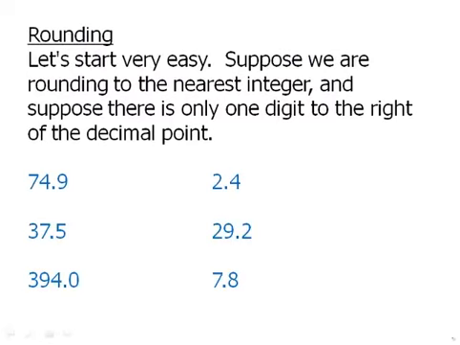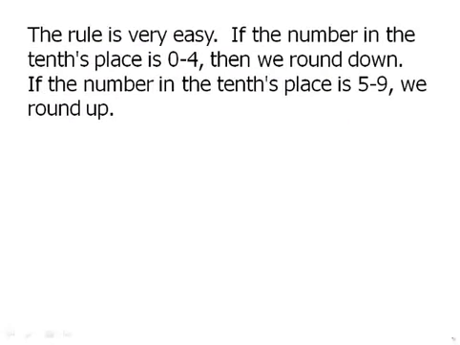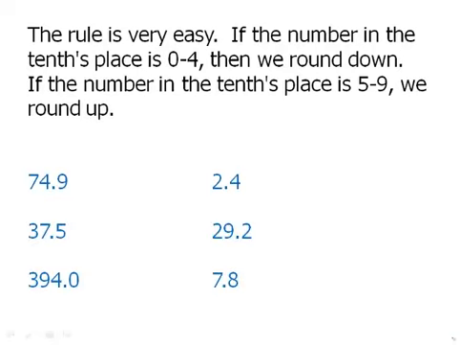Rounding. So now we can talk about rounding. Let's start very easy. Suppose we are rounding to the nearest integer, and suppose there is only one digit to the right of the decimal point. The rule is very easy. If the number in the tenths place is 0 to 4, then we round down. If the number in the tenths place is 5 through 9, then we round up. Very straightforward. So here, we'll select those, first of all, that are in the first category, the 0 through 4 category. Those all get rounded down.